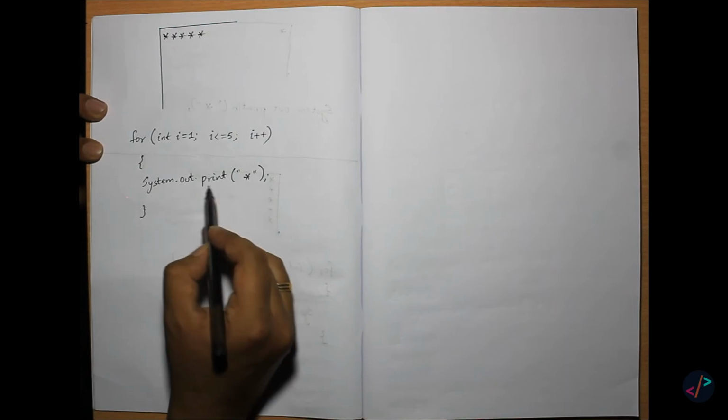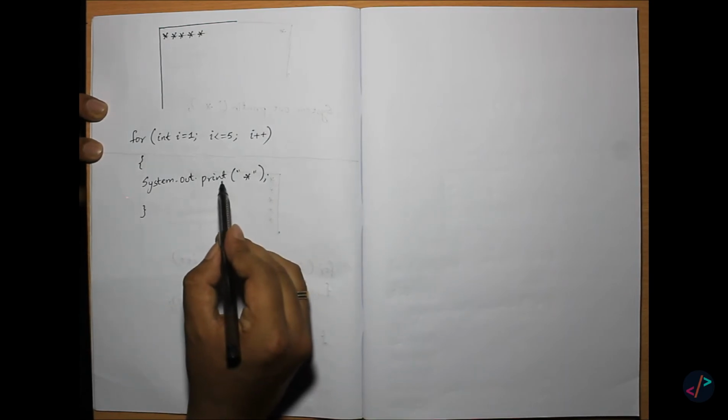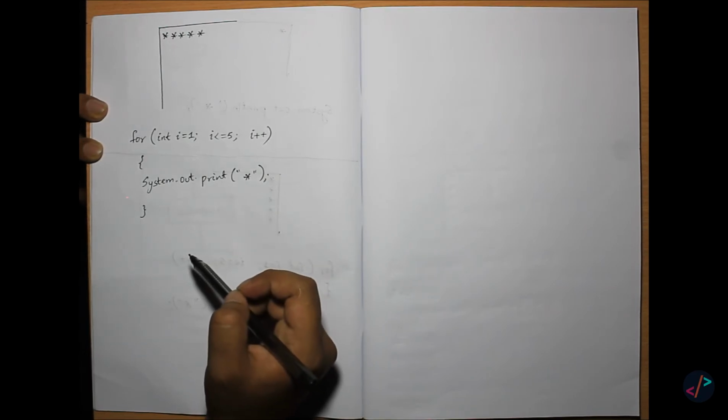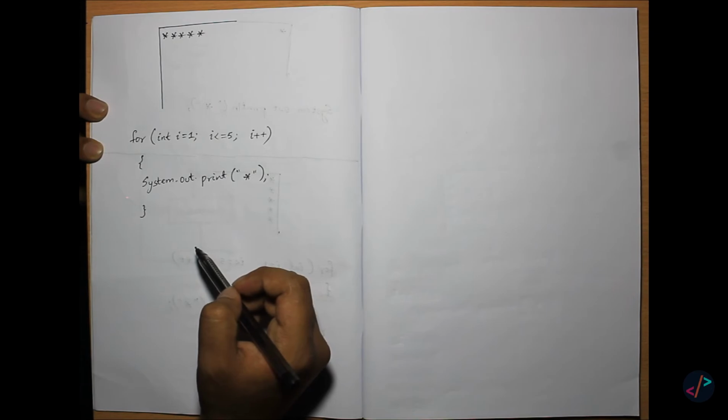So this statement will now be repeated 5 times, and since I have used only print, not println, the stars will be printed next to each other. Whether it will really work or not, let's check it out.